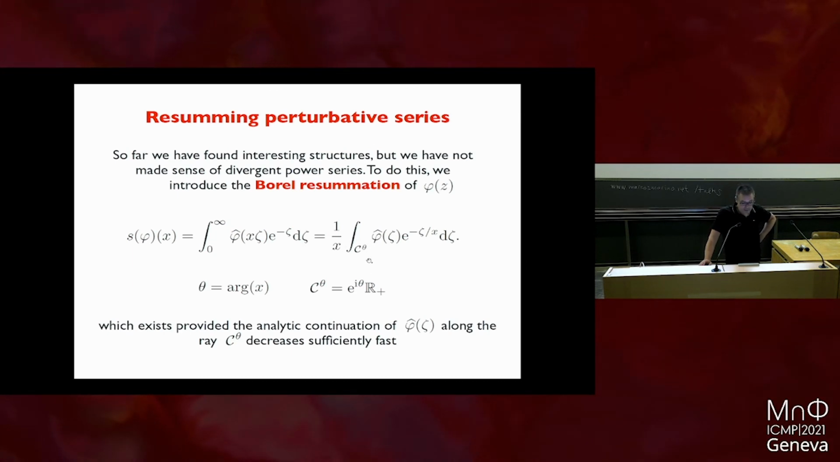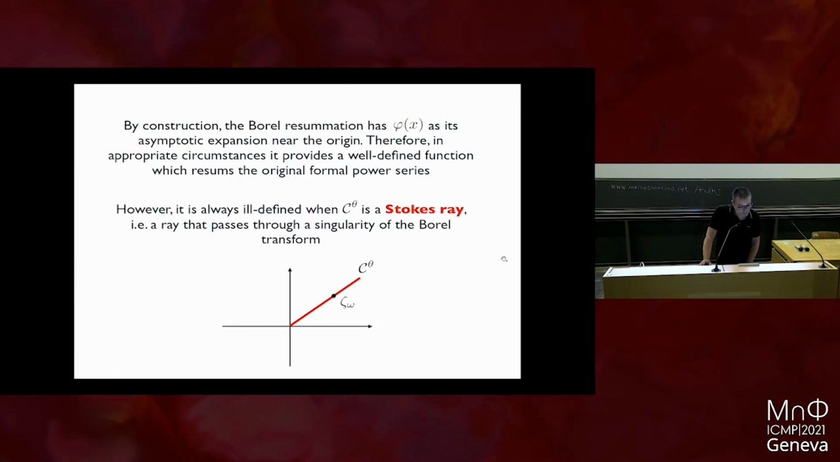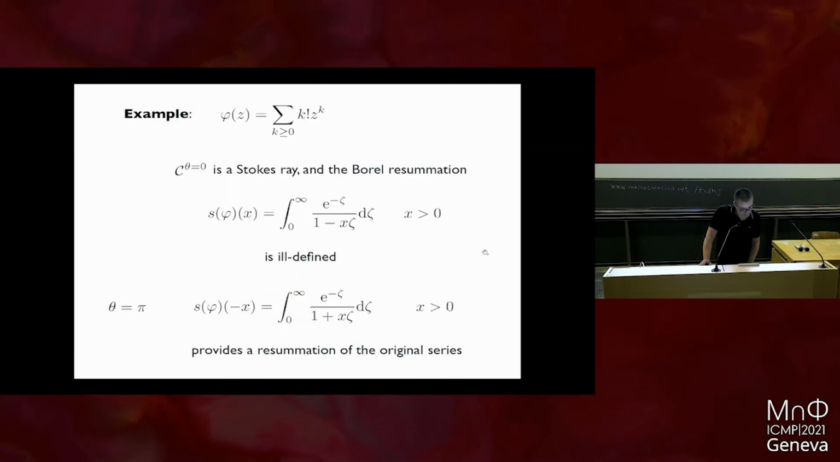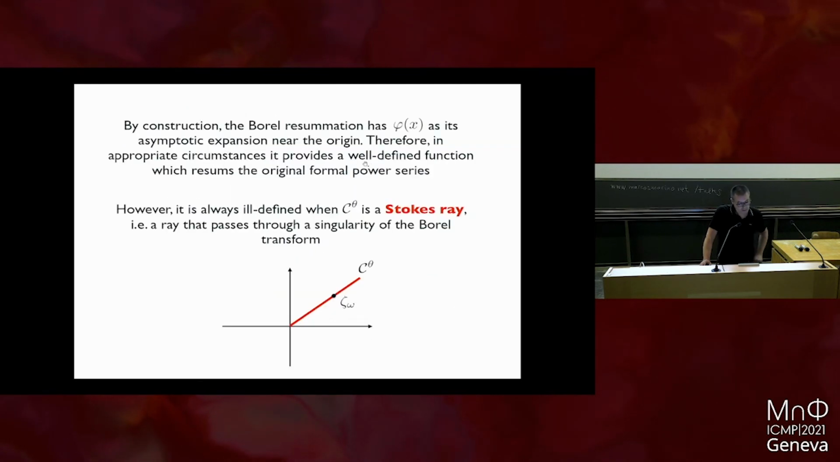Now, when this is the case, and when this analytic continuation doesn't have any singularity along the integration path, this Borel resummation exists. And what is very impressive about this Borel resummation is that, when it exists, it defines a function of x, and this function of x actually has an asymptotic expansion around the origin which reproduces the original function phi of x.